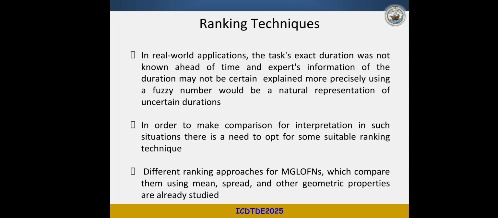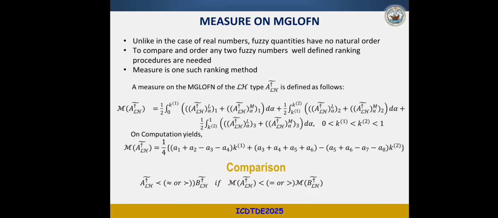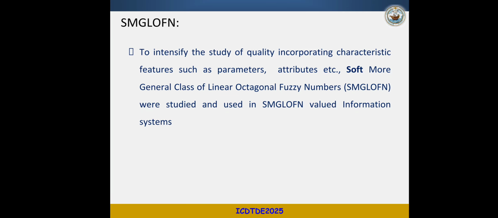But we know these fuzzy numbers in general are not ordered, so some ranking techniques are needed to order them. In the literature various ranking techniques are available, and appropriate ranking techniques are being developed. For our fuzzy numbers also, we have developed a measure on MGLOFN, which is given here and is used for comparison purposes. But these fuzzy numbers are used only to quantify the impreciseness in nature.